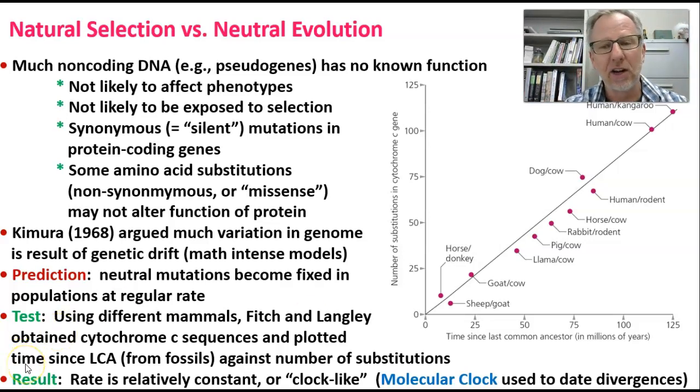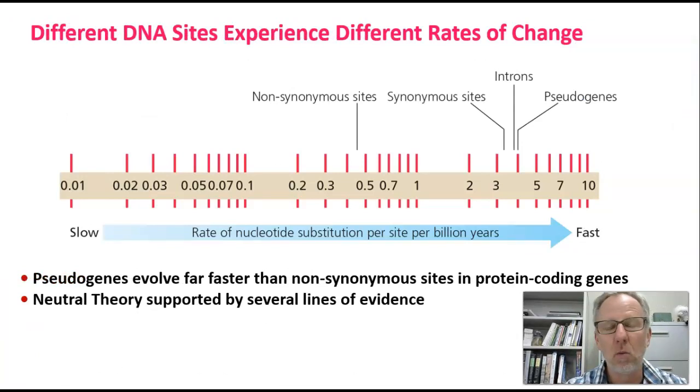So let's take a look on the next slide, besides this application right here with mammals, of how this molecular clock approach was used to estimate when HIV-1 jumped into humans. So before we get to the HIV-1 example of using a molecular clock, let's first take a pause and get an understanding of how different types of genetic changes occur at different rates, slow and fast rates. The rate of nucleotide substitution per site per billion years.